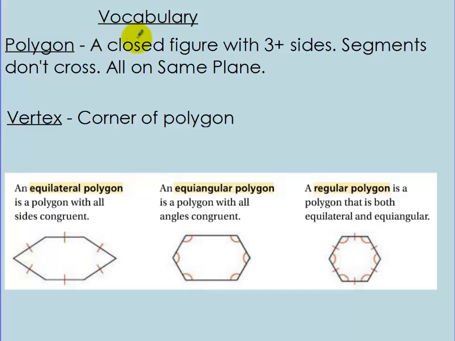What's a polygon? Well, it's a closed figure with 3 or more sides, and the segments don't cross, and they're all in the same plane. So, some shape where the lines aren't going to cross. Vertices are the corners of polygons. An equilateral polygon is when all the sides are equal, they're all congruent. An equiangular polygon is a polygon with all the angles congruent, and a regular polygon is a combination of both. All the sides are congruent, all the angles are congruent.